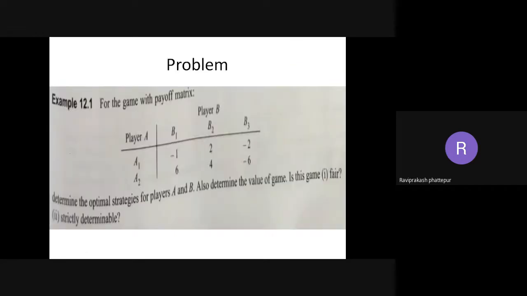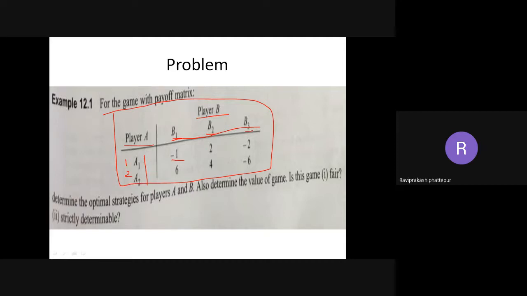So there is a problem for the game with a payoff matrix, which they have already given to you. There is player A, with A1 and A2 as his strategies, and player B, with B1, B2 and B3. If you remember, we said both players may have a different number of options. In this case A has only two options, but B has three options. This is how the matrix is made.